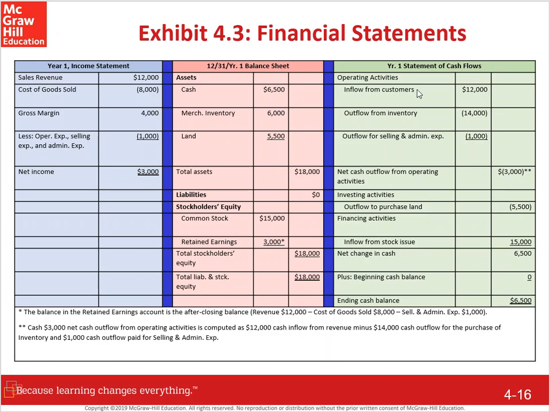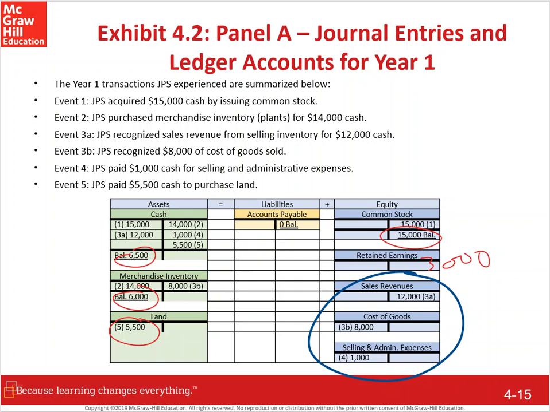How about cash flows? How are you doing on your cash flows? Have you gotten it down better? Some of you, I think, still need practice classifying OA, IA, FA, meaning operating, investing, and financing activities. Let's see if we can work through some of these.